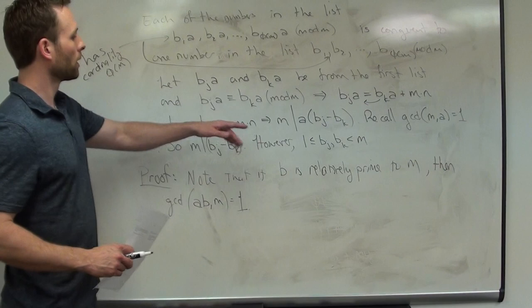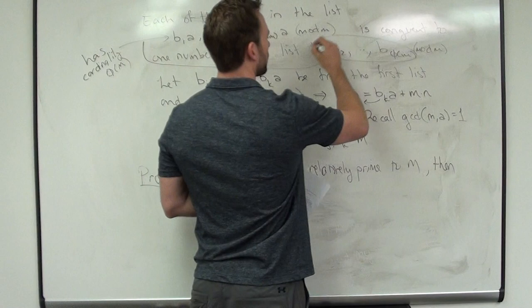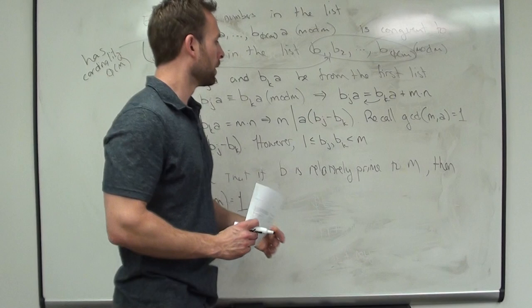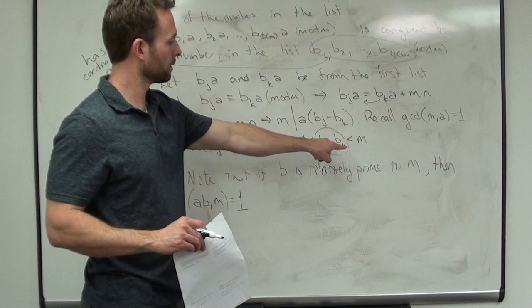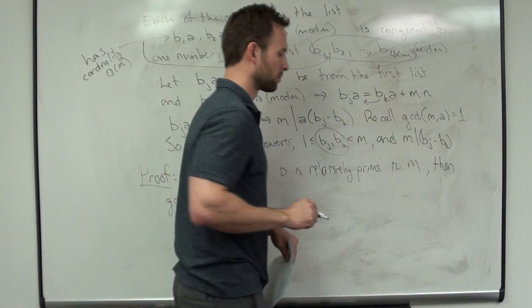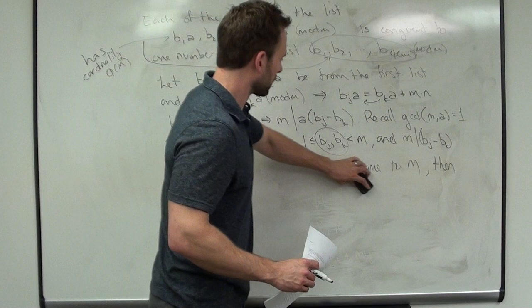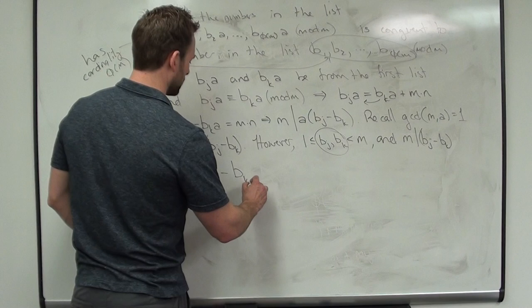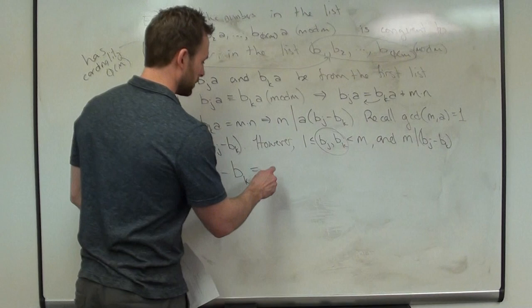Remember, coming back to this original list, b sub 1 through b sub 5m, those are the 5m numbers that are strictly smaller than m that are coprime to m, right? So they're strictly smaller than m. So how are you going to have two numbers less than m and m divides their difference? Well, the only way m is going to divide this number is if b sub j minus b sub k is 0, who's the guy that everybody divides except for 0? Well, that guy, 0.